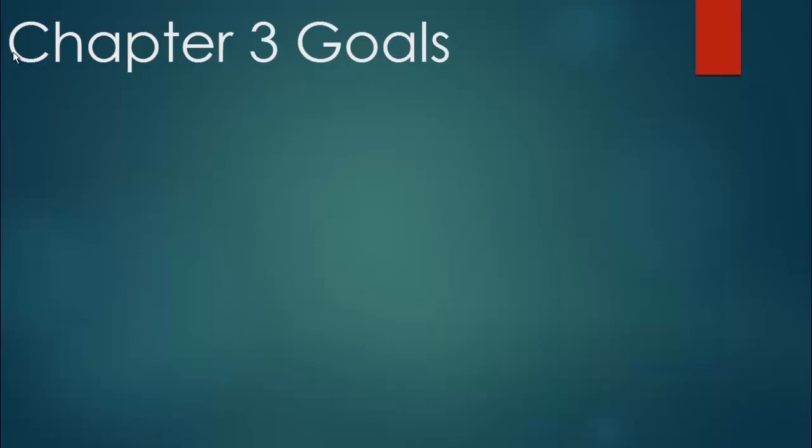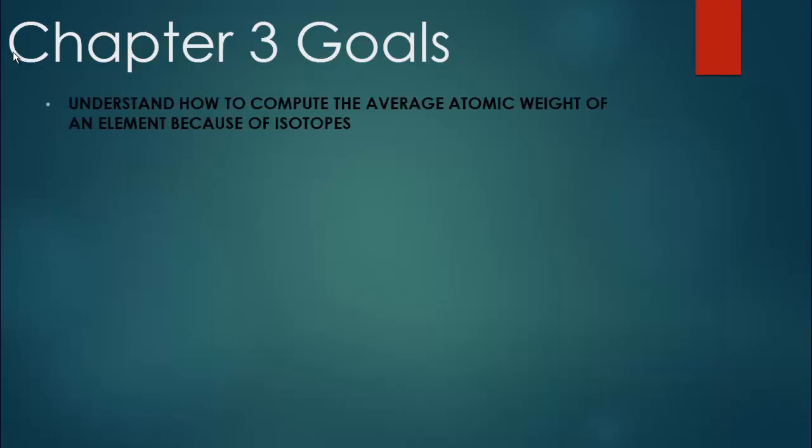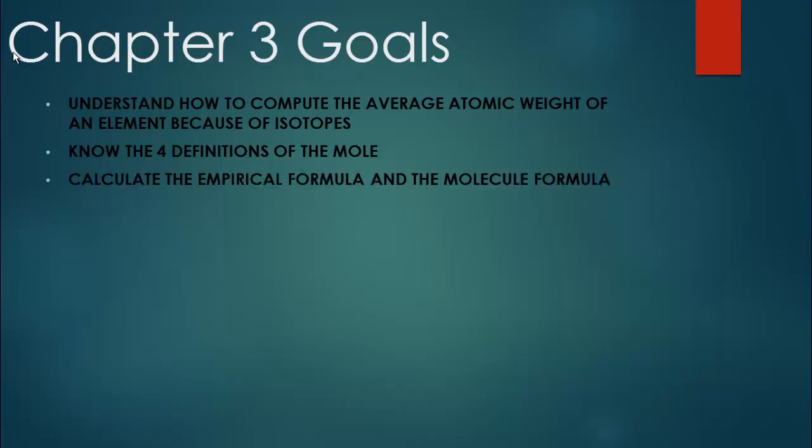The goals of Chapter 3 are to understand how to compute the average atomic weight of an element due to isotopes. It is very important to know and apply the 4 definitions of the mole, because we will finally introduce it in this chapter. Be able to calculate the empirical and molecular formula of an unknown. Be able to balance chemical equations so that the law of conservation of mass is satisfied.